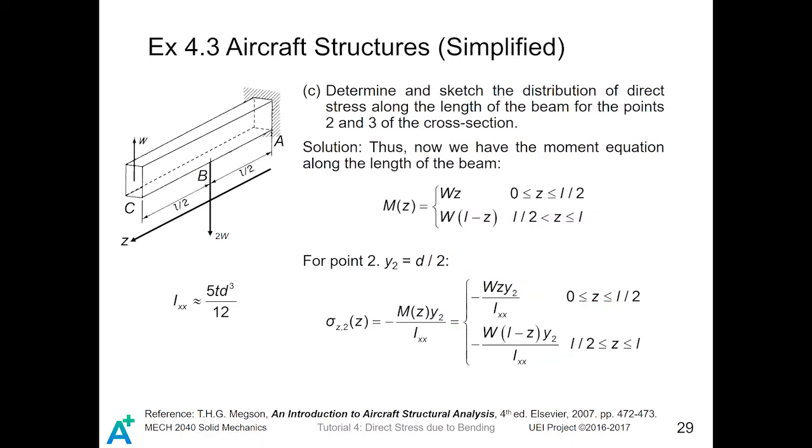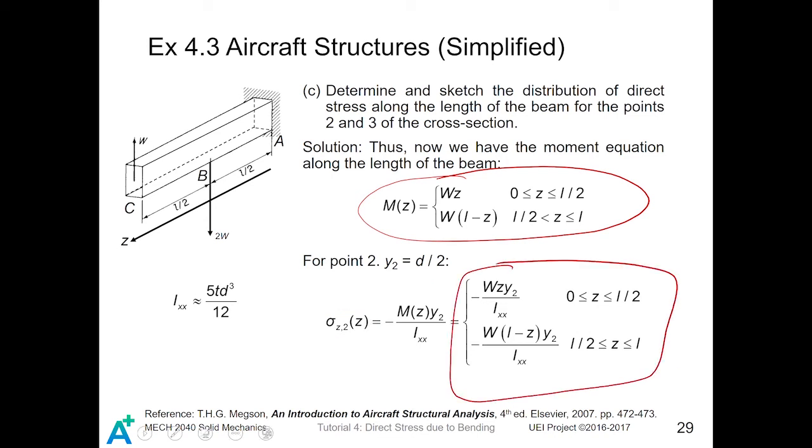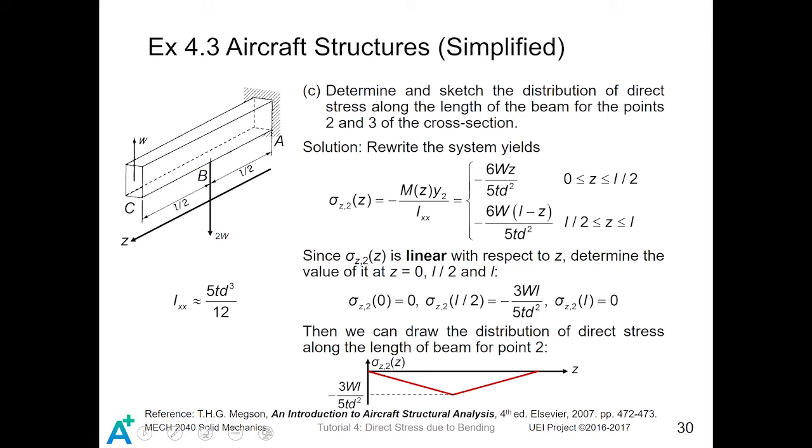Now we can express M in terms of sz, and we apply the equation sigma equals My divided by I. Then we have this result. Now let's consider point 2. At point 2, y2 equals d divided by 2. Then we substitute y equals d over 2 into the equation to get this result. As you can observe, all of these terms are linear in sz. Therefore, the stress distribution along the length of the beam will still be linear. Consequently, we find the stress in the midsection, which is minus 3WL divided by 5td squared. And then we connect those lines together to get the distribution of direct stress.